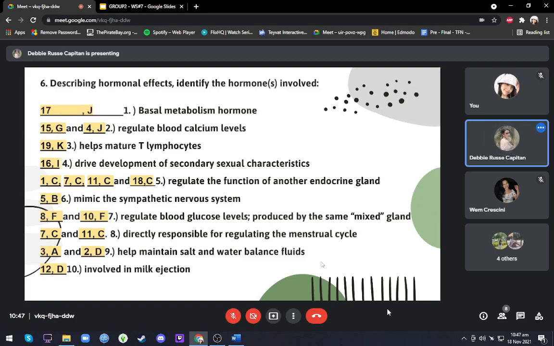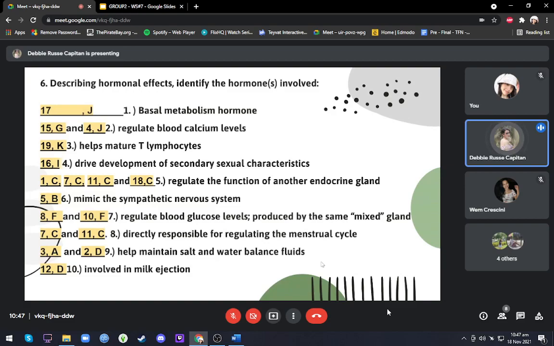Next is directly responsible for regulating the menstrual cycle. Our answer is the FSH, and its site of production is the anterior pituitary. And the 11C, 11 stands for the LH, and it's in the anterior pituitary as well.